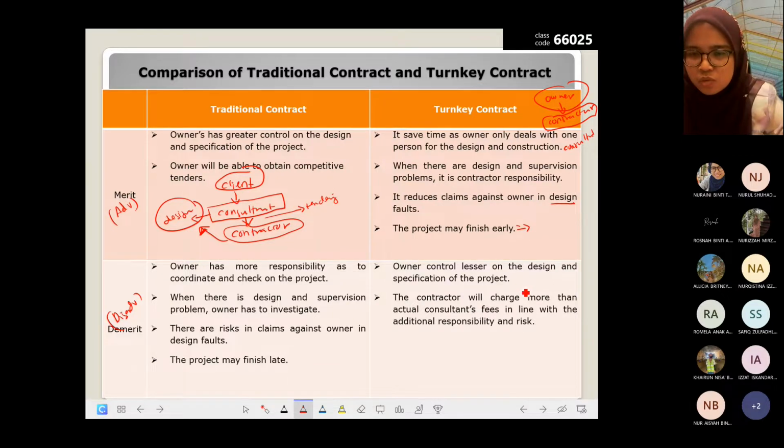Untuk turnkey, owner control lesser on the design and specification of the project, so dia akan terus go to the contractor. Contractor will charge more than actual consultant fee in line with the additional responsibility and risk. Ni yang kalau contractor bayar direct to the consultant, dia boleh jadi isu tu lah. Kalau tak, client bayar direct to consultant, so tak adalah isu consultant fee tu.